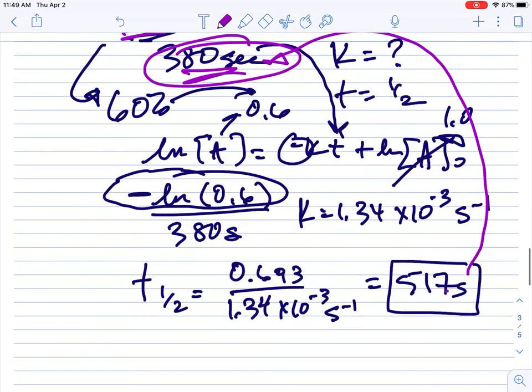So if I did this math and I got an answer smaller than 380 seconds, I know I did something wrong. If this became a really huge number, I probably did something wrong too, because at 380, I'm about half. I've got to figure it's not going to take a whole lot longer to get to where half of that thing has been consumed. So don't be afraid to step back and look at a problem and go, hey, does this thing make sense?